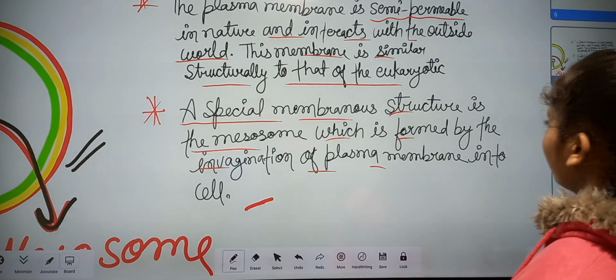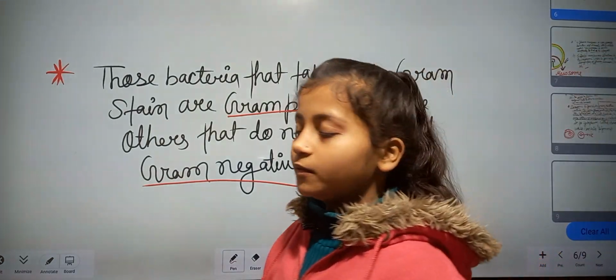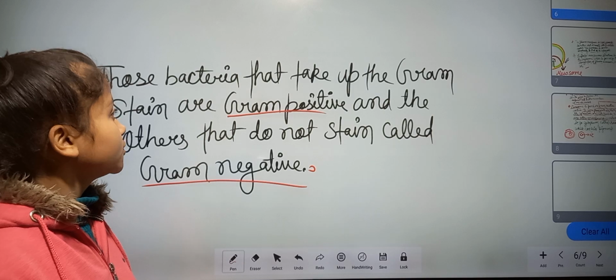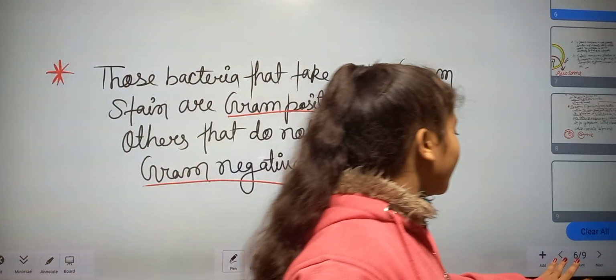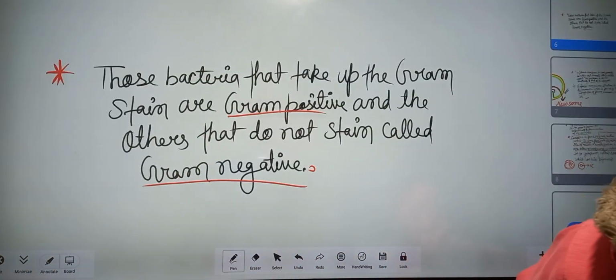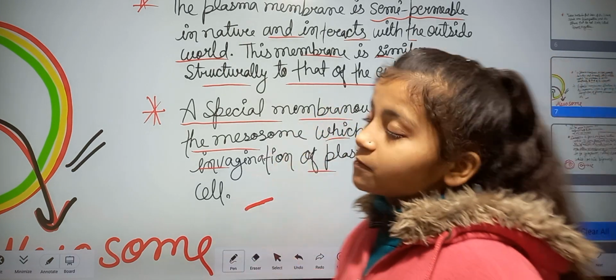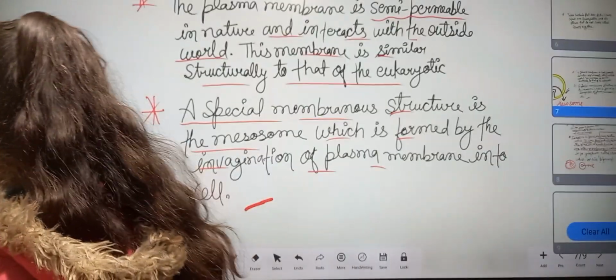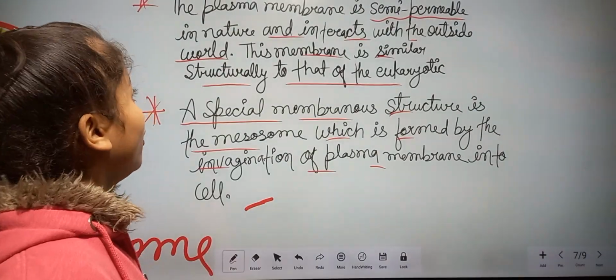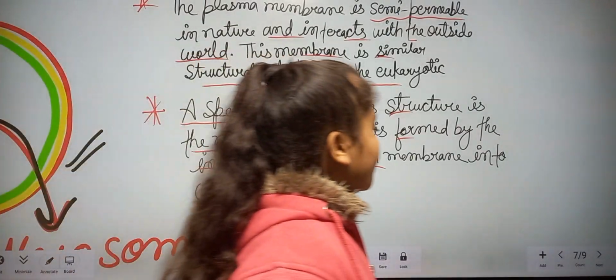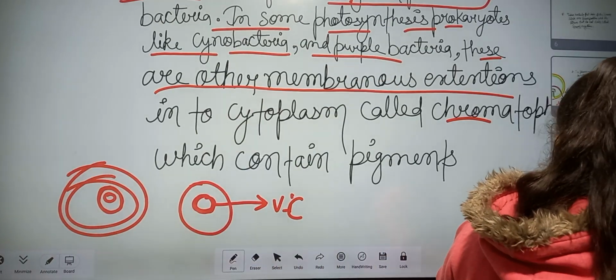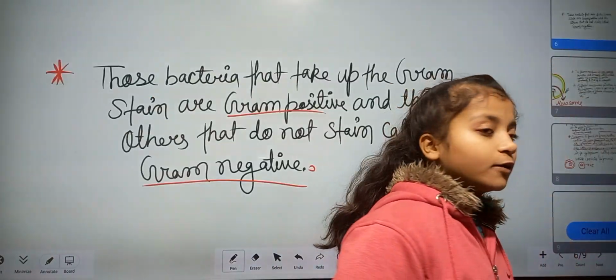So this is all about the prokaryotic cell envelope and its modifications, and we have also learnt about plasma membrane modification, like the plasma membrane modified into the mesosome. It can also be in the form of lamellae and tubules. So this is all in this video.